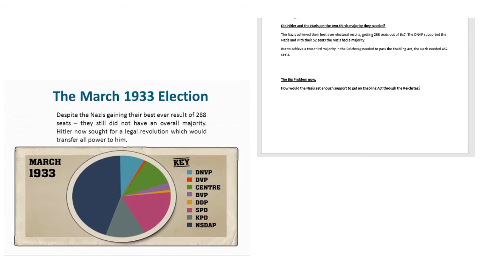So if you look at my graph here, you can see the Nazis in the purple colour, you can see the DNVP in the light blue colour. If you add those two together, you're just over the 50% mark, a long way from the two-thirds he's going to need. So Hitler has a big problem now. How's he going to get enough support to get an Enabling Act through the Reichstag? The March 1933 election has not delivered the Nazis the two-thirds of seats that they need. Okay, on to the next slide.